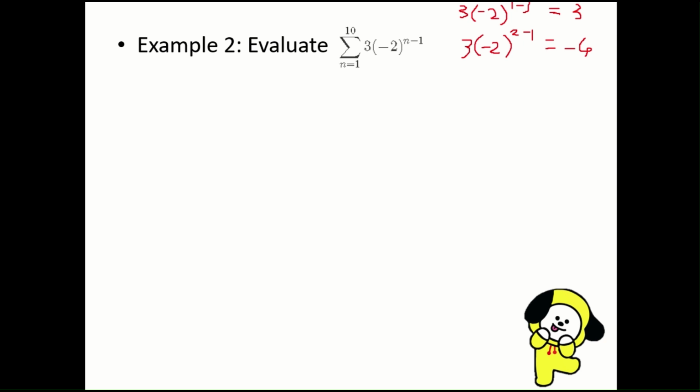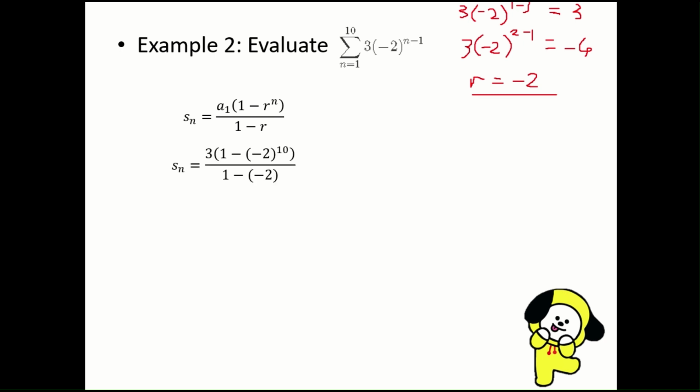Now we solve for the value of r. That is equal to 3 times what? In order to get negative 6, we are multiplying by a certain value. That is 3 times negative 2 for the value of r, because 3 times negative 2 is negative 6. Therefore, r should be negative 2. So in our formula, you write negative 2 in our r.